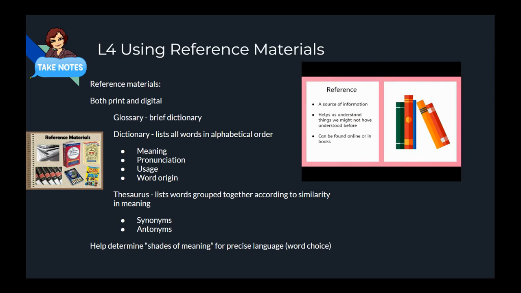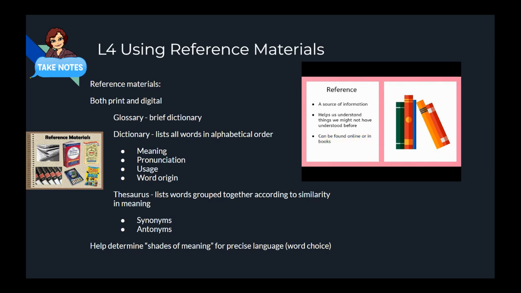Did you know there are different types of reference materials? First, let's think about that word reference. What does it mean? Reference materials are sources of information that can help us to understand things we might not have understood before. They are also called resources. These resources can be found online or in books. Libraries carry many different ones, both for children and adults. You might even have one on the bookshelf at your house.